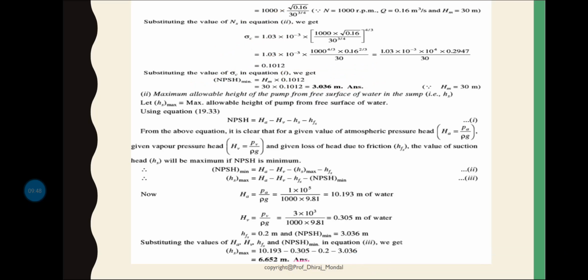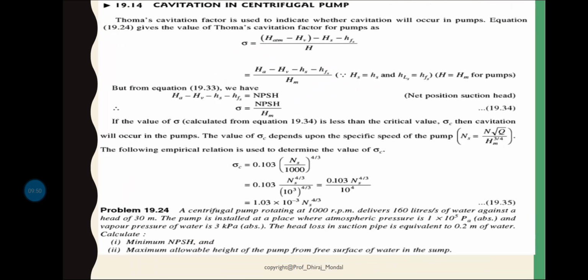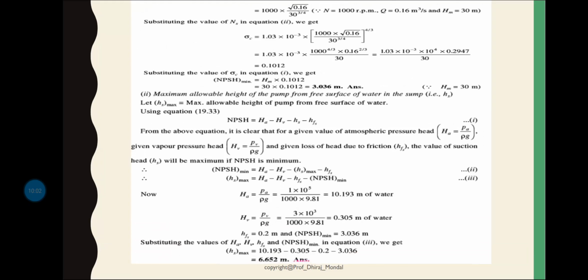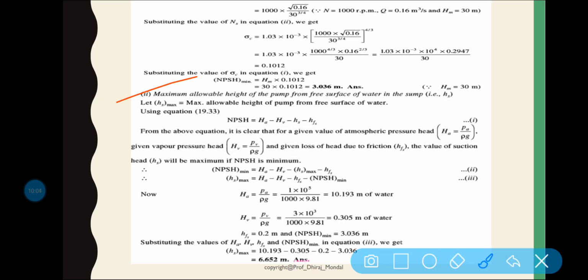So one answer you have got. Question number 1 is your minimum NPSH, and the next is the maximum allowable height of the pump from the free surface of water in the sump. Okay, so the first question's answer you have got. I hope it is clear. Now next, maximum allowable height of the pump from the free surface of water of the sump, that is your HS. So HS max means maximum allowable height of the pump from the free surface of water.